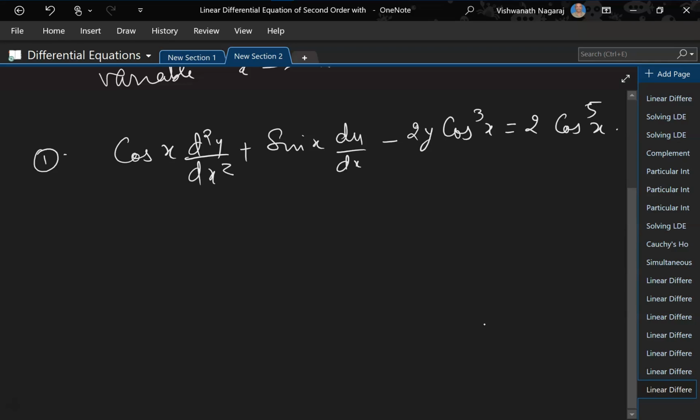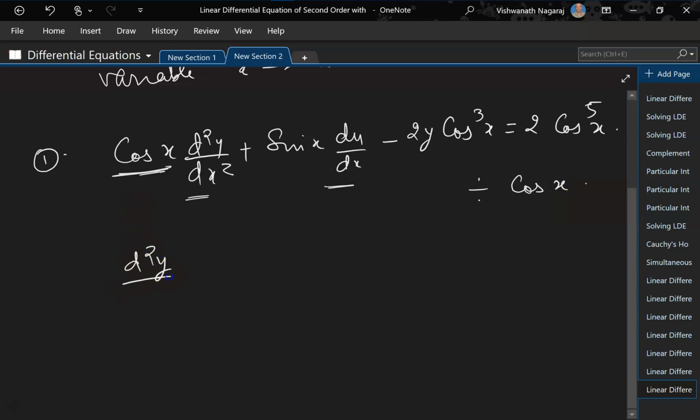This is d²y, this is dy by dx. So this is p, this is going to be q. But we first convert this equation into standard form, because cos x is there. So divide the entire equation by cos x. What do we get? Cos x gets cancelled.